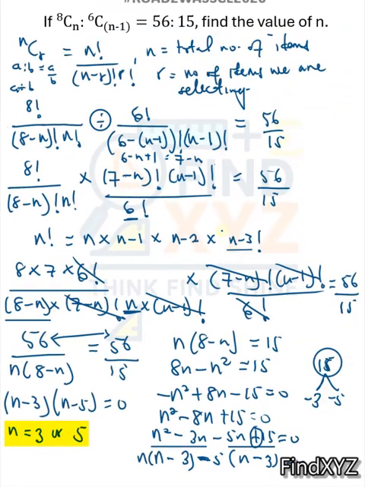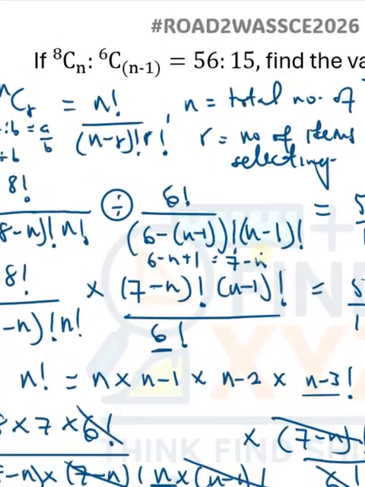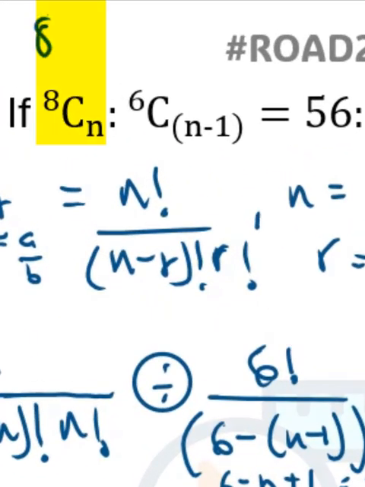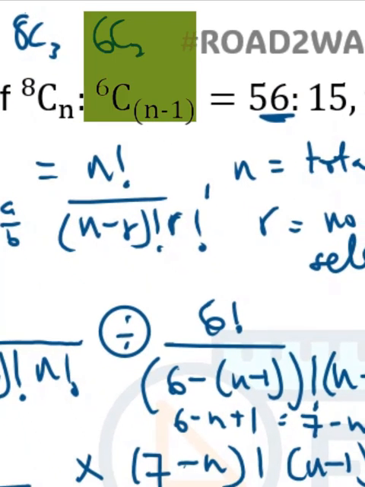Now let's do this. Let's substitute and see whether it will satisfy the given equation. So if n is 3, we are going to get 8 combination 3, and that will give us 56, and it matches with the first one. Then we have 3 minus 1, that will give us 6 combination 2, and that will also give us 15. So it also matches with this one. So it means that 3 works.